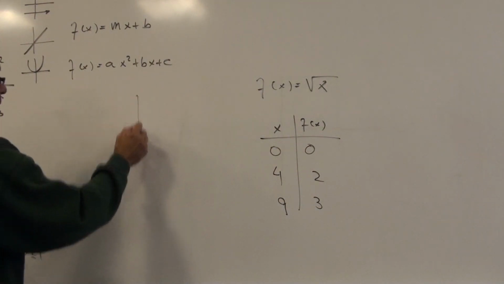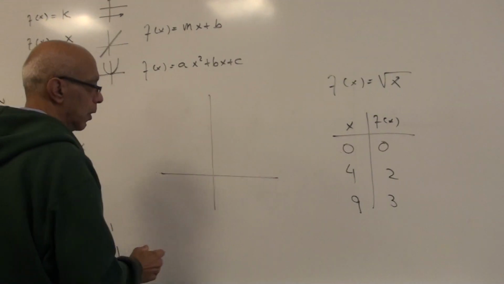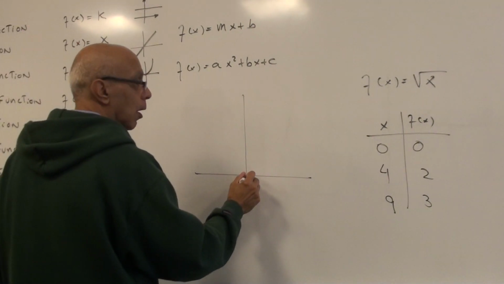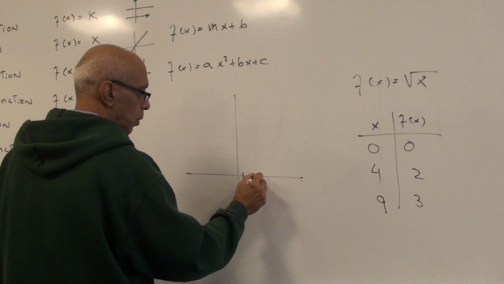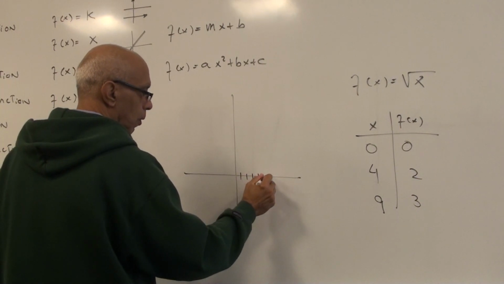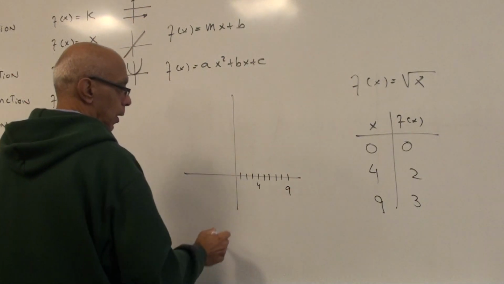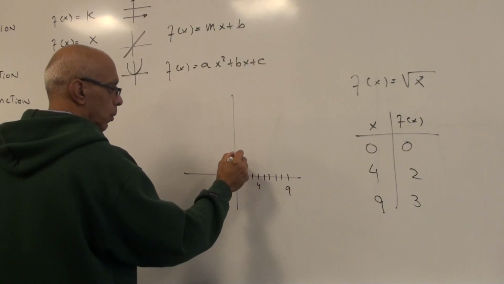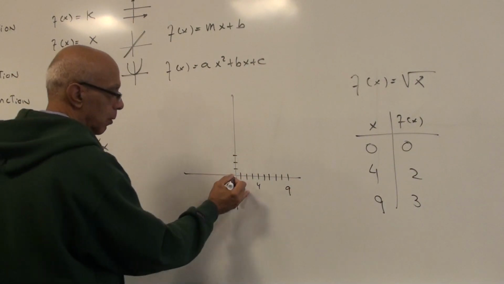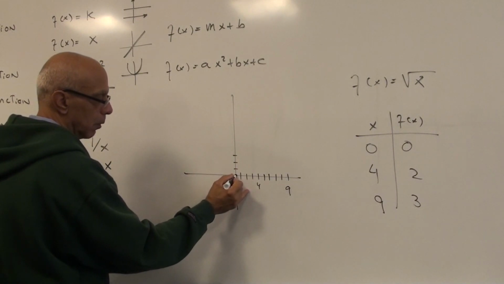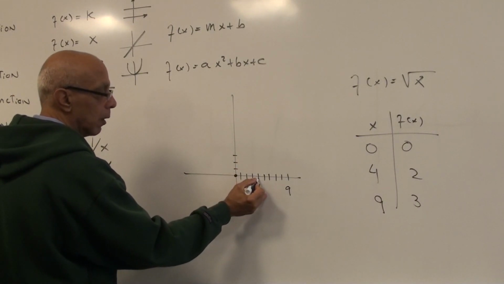So now let's graph and see how that function is going to look like. So I have here x: 1, 2, 3, 4, 5, 6, 7, 8, 9. And then here 1, 2, 3. Okay, so when it's 0 is here. When it's 4 is 2.